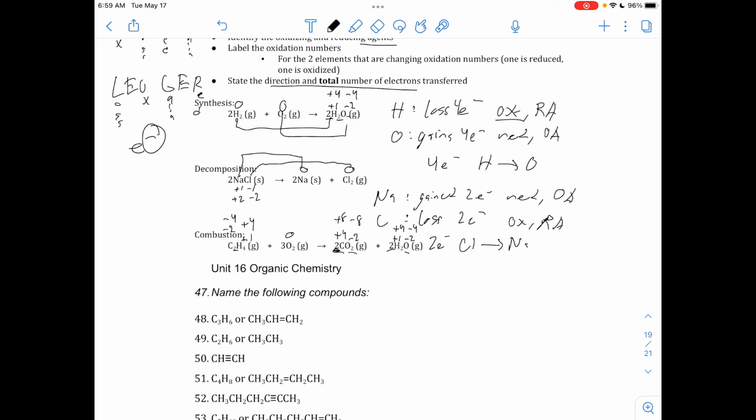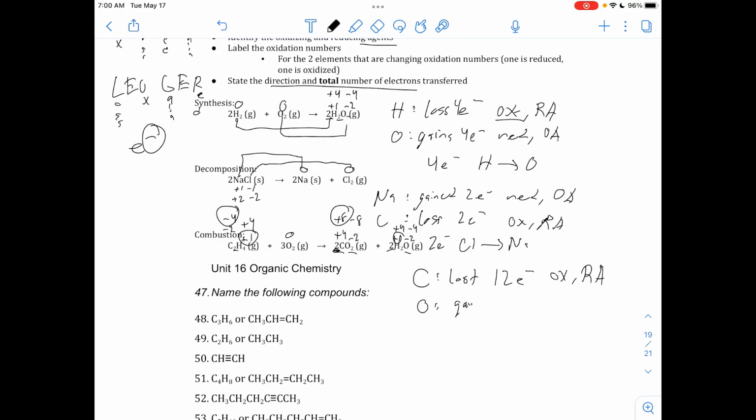Okay, and this one's a little tricky because there's double oxygens there that we got to combine. So let's see. So carbon, and notice here that hydrogen's oxidation number doesn't change, so hydrogen is not a key player. Carbon goes from -4 to +8, so it lost 12 electrons. The difference is 12 electrons. Okay, lost 12 electrons, so since it lost electrons, it would be oxidized and the reducing agent.